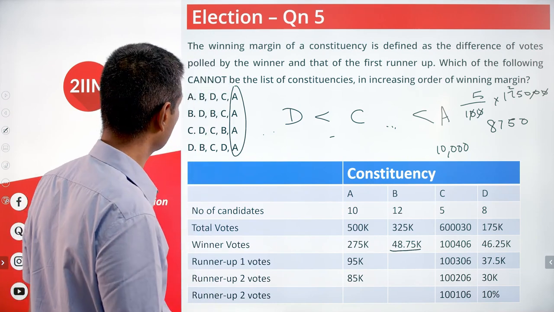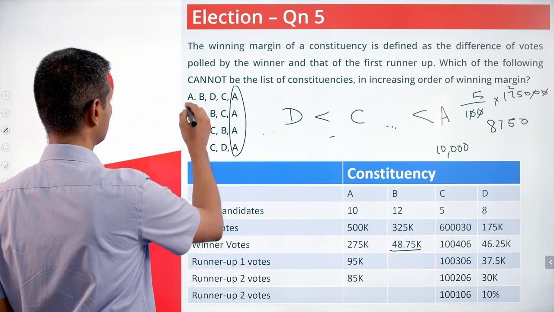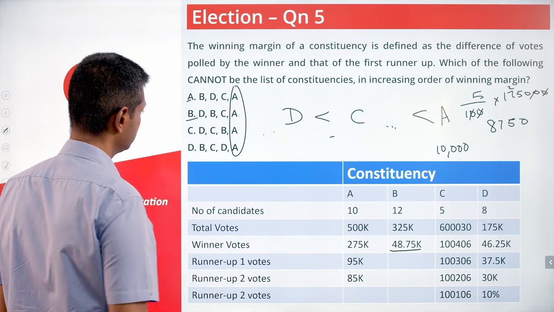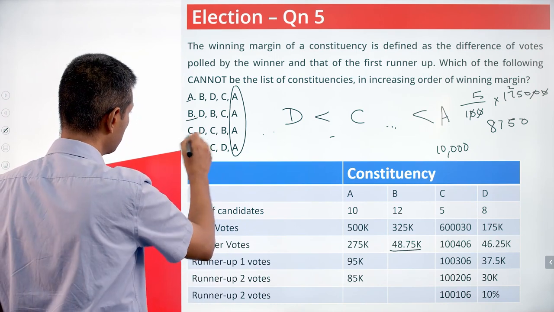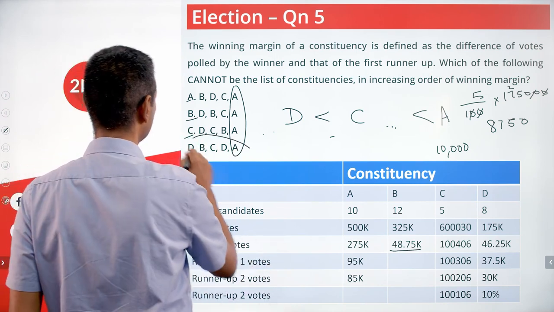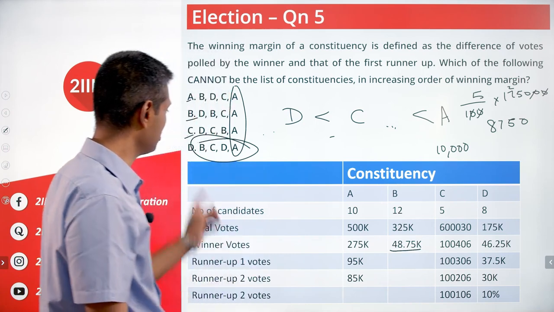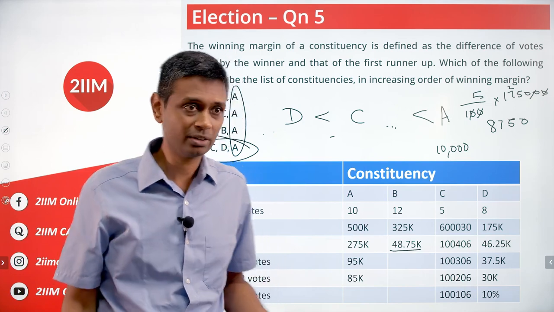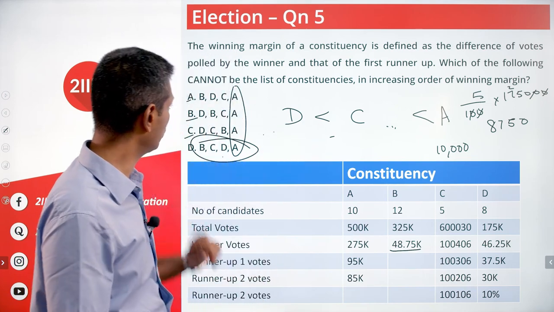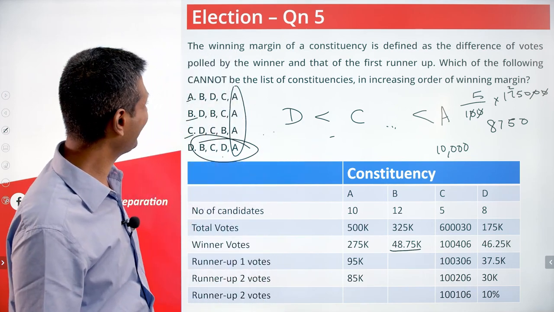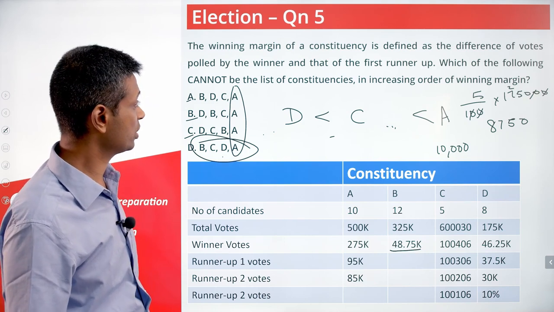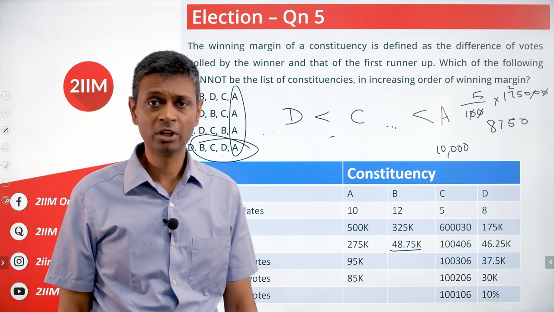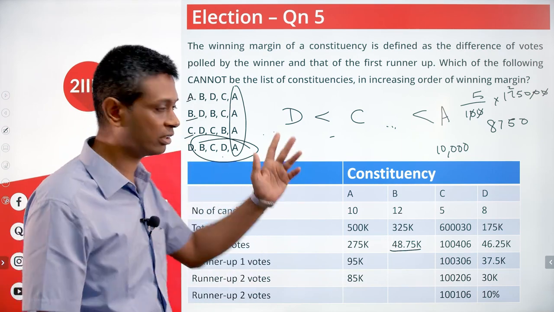Let's look at the choices. B, D, C, A, yeah, it seems possible. D, B, C, A should be possible. D, C, B, A should be possible. B, C, D, A, this is not possible. We know D is less than C. We need not even have evaluated where B would sit. All we need to know is D is less than C. This doesn't work. Which of the following cannot be the list of constituencies in increasing order of winning margin? B, C, D, A cannot be an order in which this can appear.